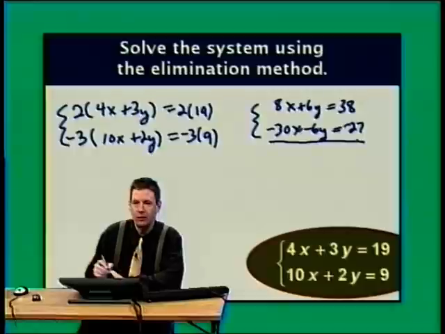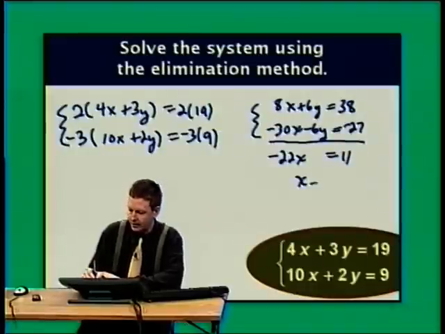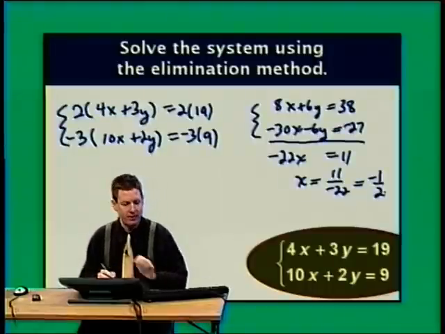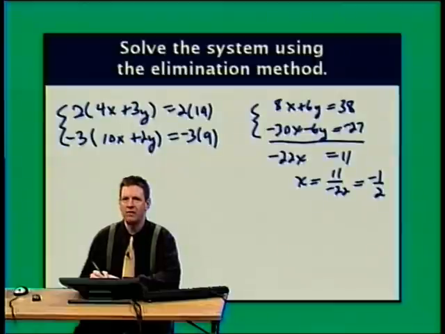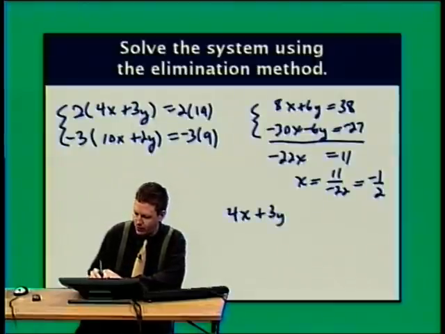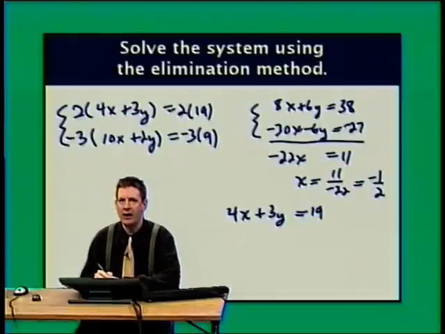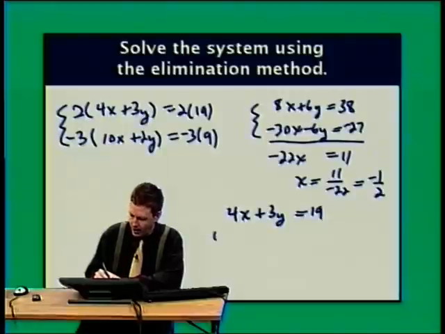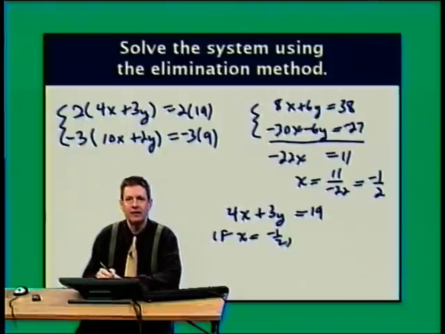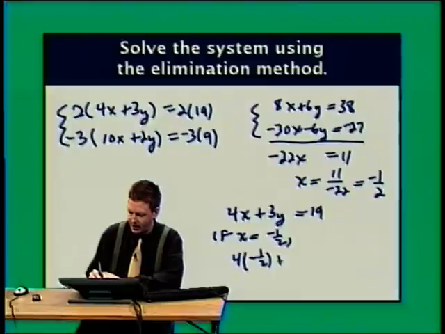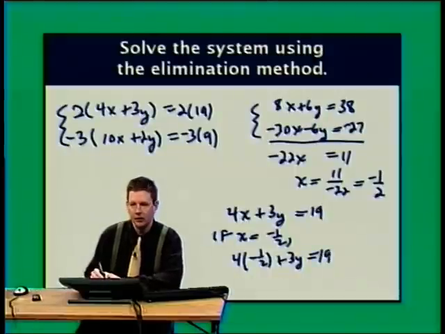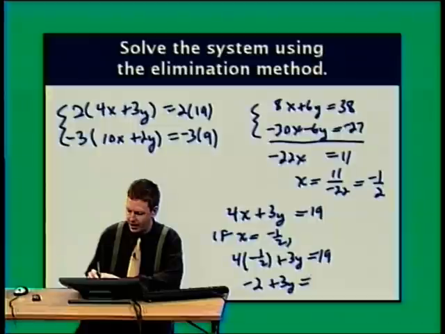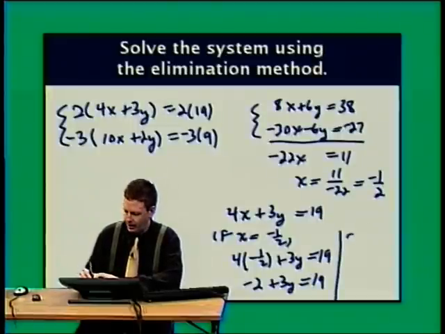So going ahead and adding the respective sides of the two equations, negative 22x equals 11, so x equals 11 over negative 22, which simplifies to negative 1/2. But remember, my solution is an ordered pair. Let's go back to our original first equation, which was 4x plus 3y equals 19. Let's substitute negative 1/2 for x and see what y needs to be. So if x equals negative 1/2, this equation becomes 4 times negative 1/2 plus 3y equals 19. So that gives me negative 2 plus 3y equals 19, which gives me 3y equals 21, so y is 7.